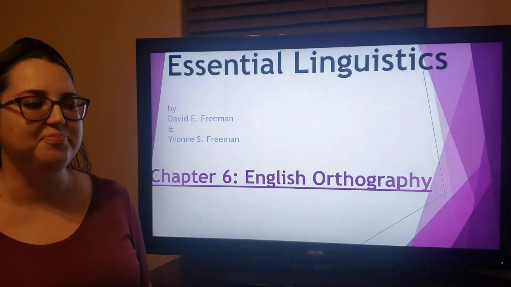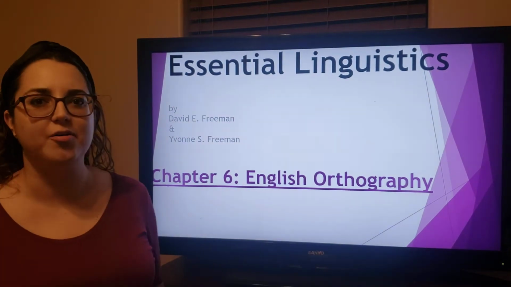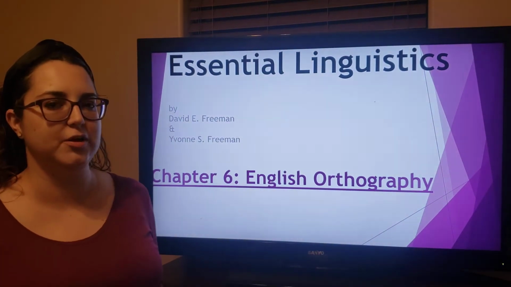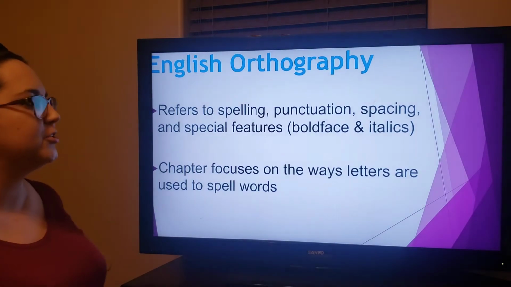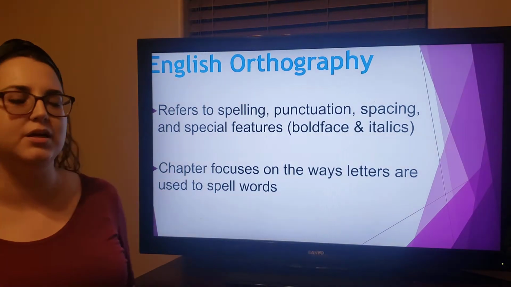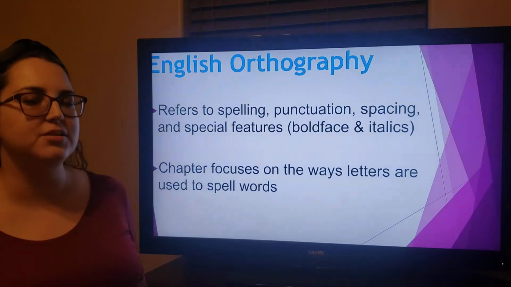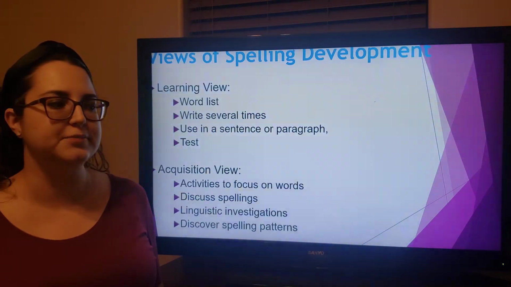Everybody, I am going to go through chapter 6, English Orthography, from our book Essential Linguistics. English orthography refers to spelling, punctuation, spacing, and special features like bold and italics. But this chapter specifically focuses on the ways letters are used to spell words.